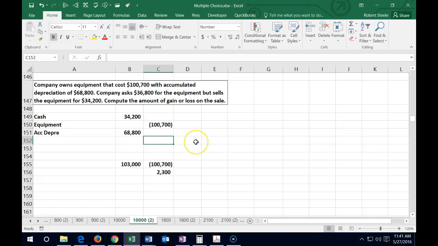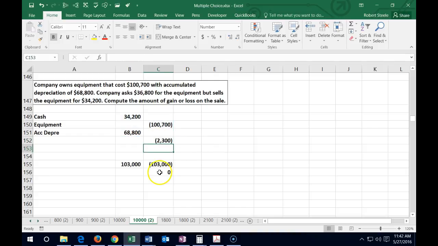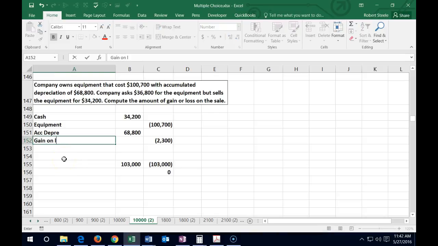I'm going to do this with our negative sum function, our plug function, meaning I want to take the debits, or positive numbers, minus the credits, or negative numbers, the way they're formatted here, and then flip the sign, and that'll give us our plug, putting us back in balance. The only question is, what should that amount be? In this case, it's a credit. It's going to be on the income statement. So this is going to be a gain on sale.